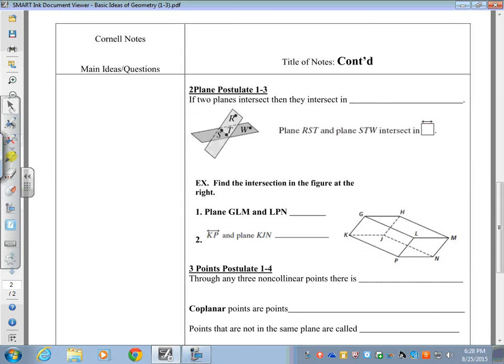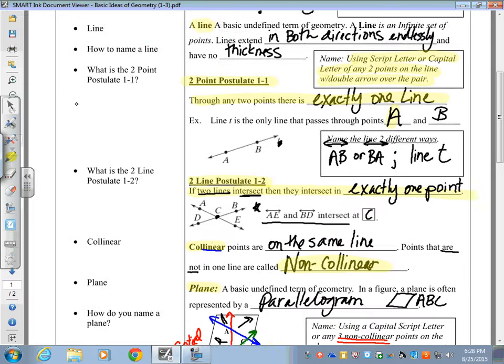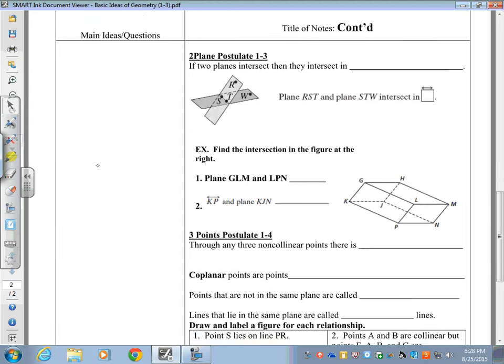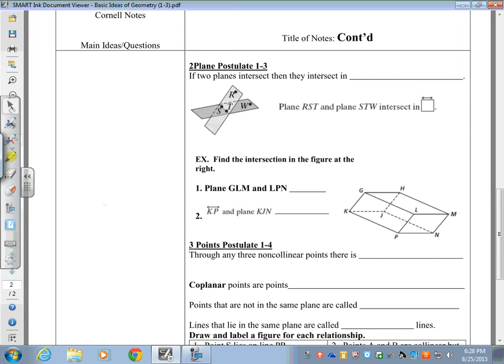Now, notice in the front, let me go back. The bullets have been done for you. One of the things I'm going to check to see if you did the notes correctly is that you create your own bullet for these last 2 postulates. So first postulate, which is usually the most missed question of the first test. So it's important that you memorize this fact. Okay? This accepted fact. 2 plane postulate.